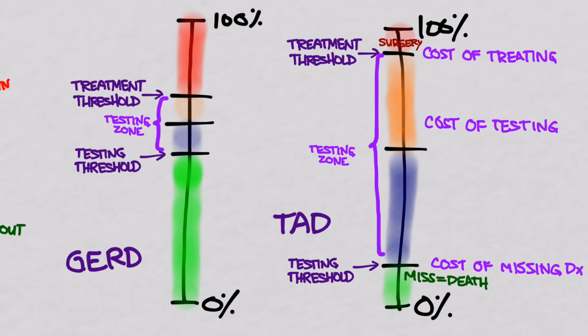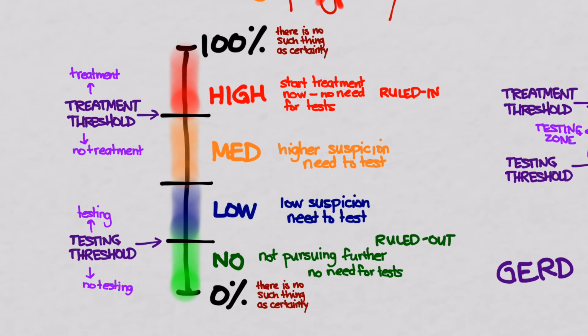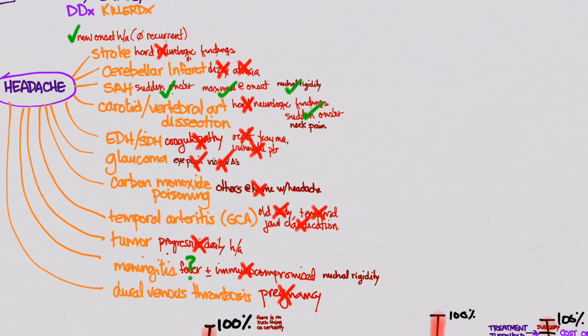Okay, I took us on a little bit of a diversion from where we were, so let's come back. If you remember, we were going to divide our suspicion, our probability, our pretest probability, this is called, into 4 categories: no, low, medium, and high. So let's just go look at our differential again and assign probabilities there. So these were all the diseases that were in our differential that we're looking at. So let's quickly go through our differential.